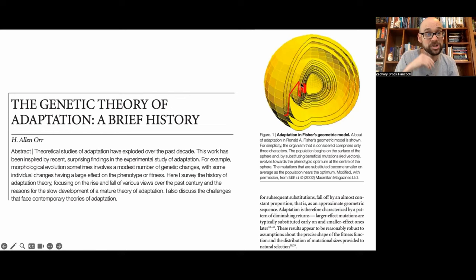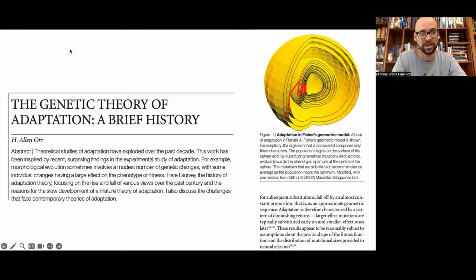But as you get closer and closer and closer to the center, you need to take smaller and smaller and smaller steps. Right. And so Orr writes, adaptation is therefore characterized by a pattern of diminishing returns. Large effect mutations are typically substituted early on and smaller effect ones later on. These results appear to be reasonably robust to assumptions about the precise shape of the fitness function and the distribution of mutational sizes provided natural selection.